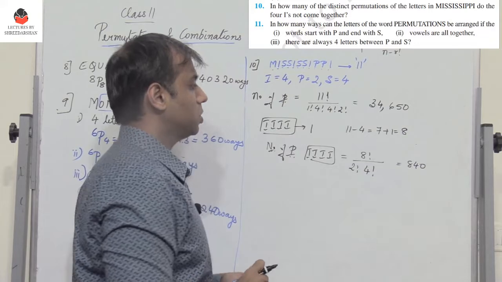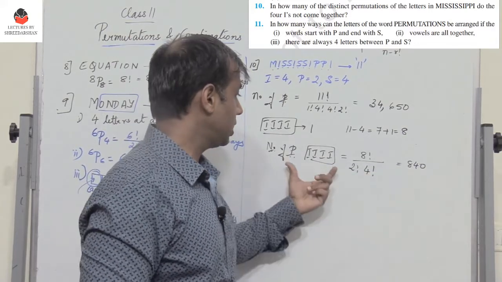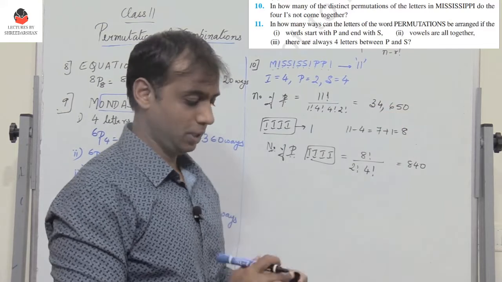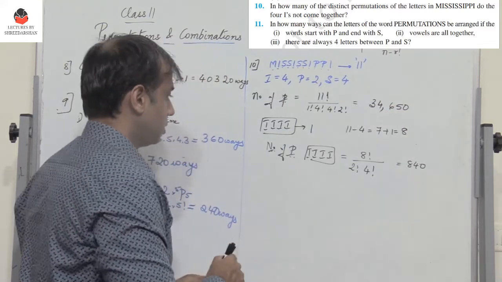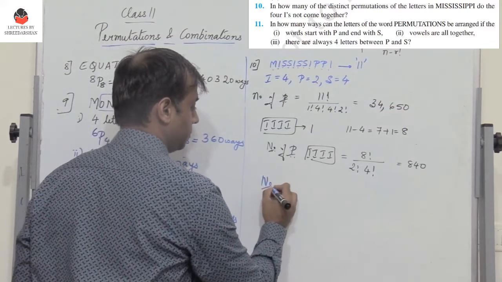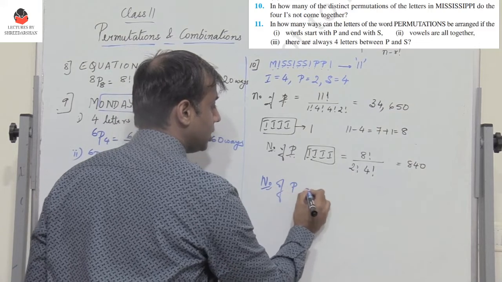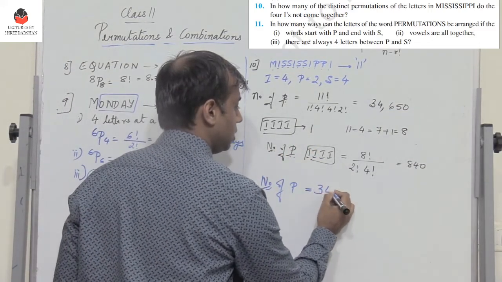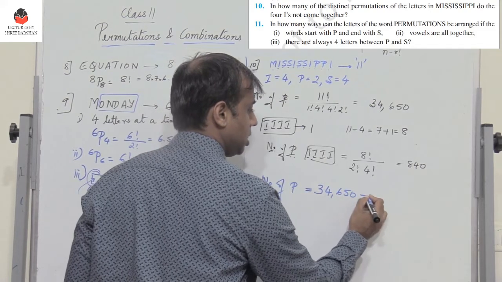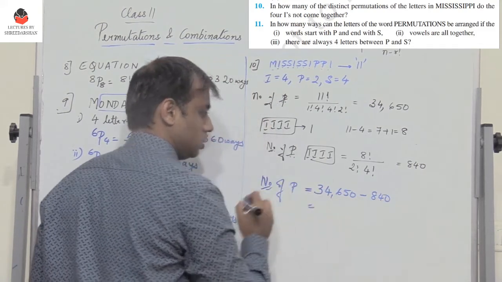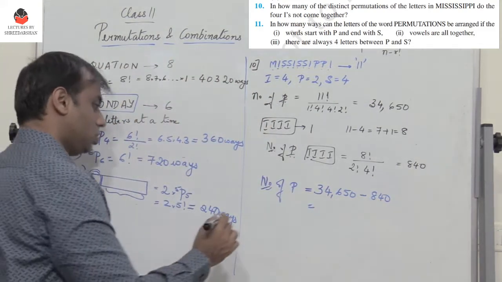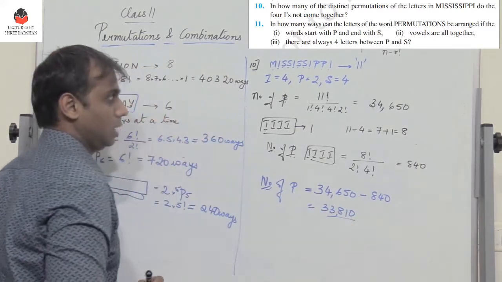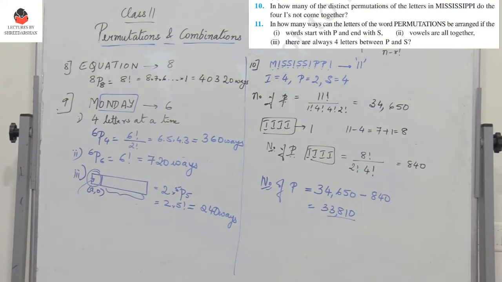So these are the number of possible permutations where all the 4 I's occur together. So this has to be subtracted from 34,650. To find the number of permutations where all the 4 I's do not occur together, you have to write 34650 minus 840. When you subtract both of them, you get 33810. Right?